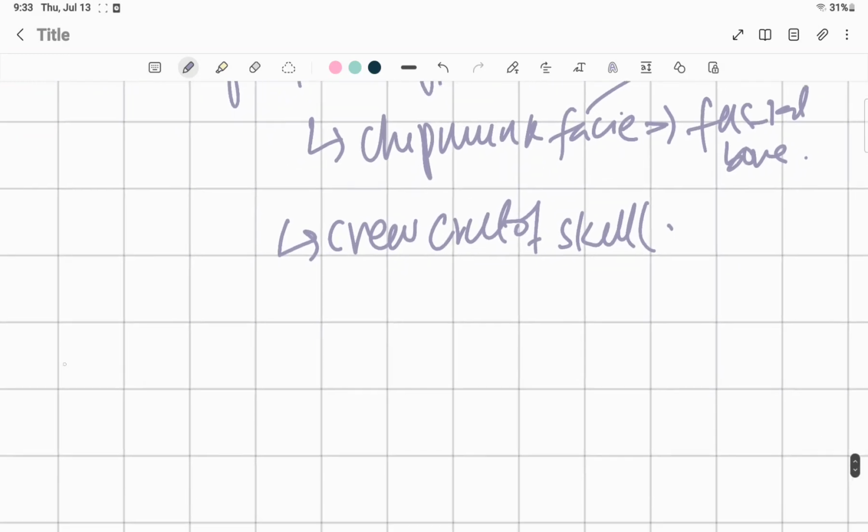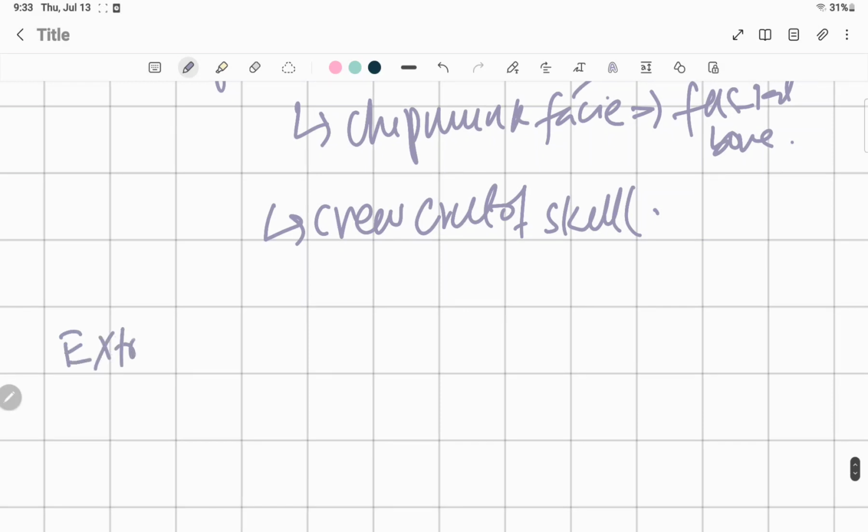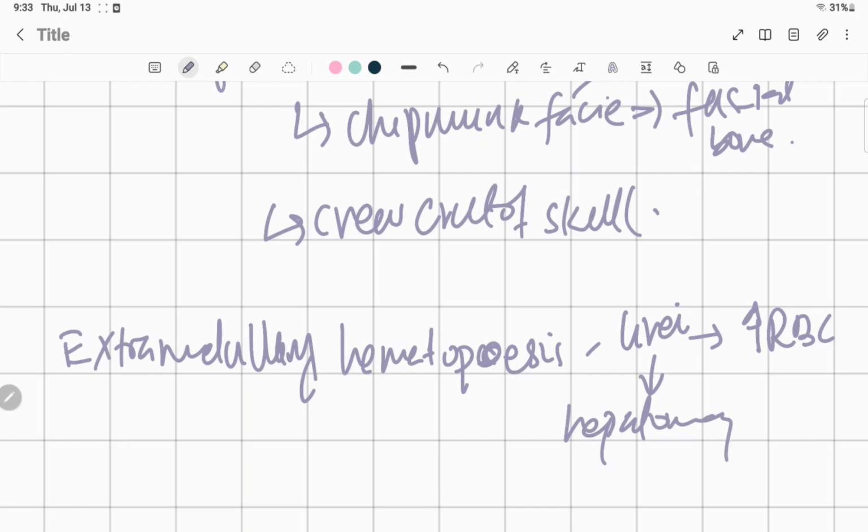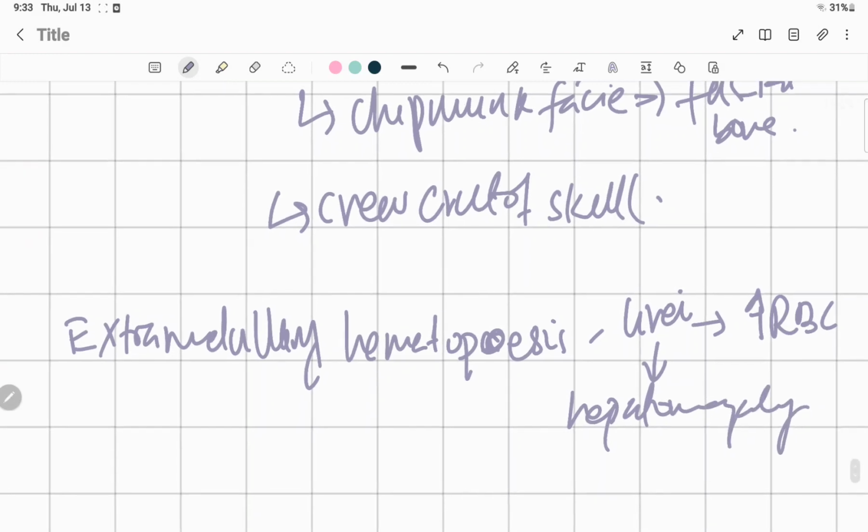That is called extramedullary erythropoiesis or hematopoiesis, right? Which means your liver is going to start making RBCs. That is going to increase the size of your liver, or this is going to cause hepatomegaly, right?